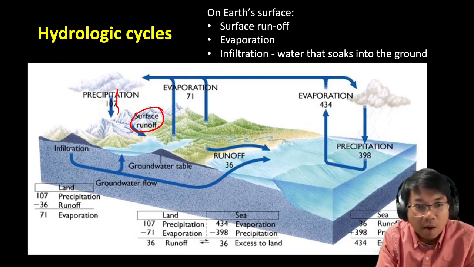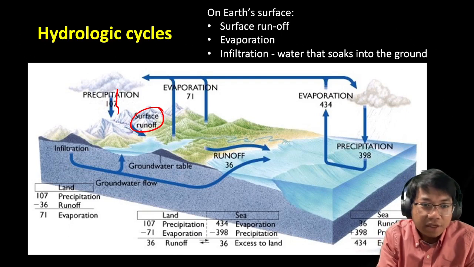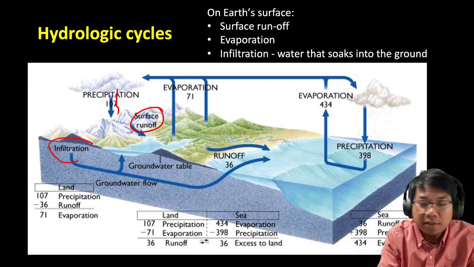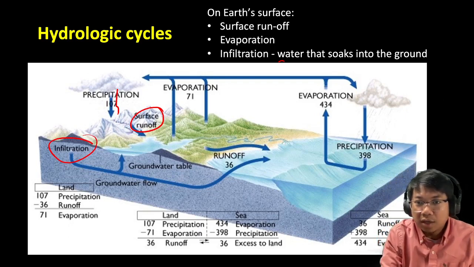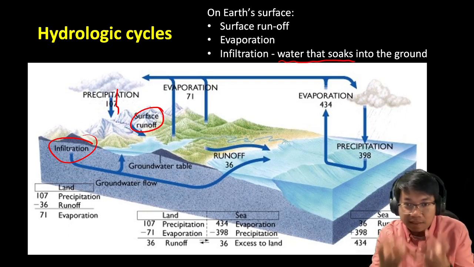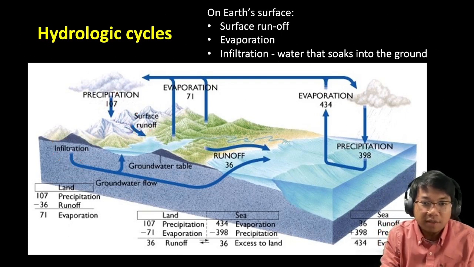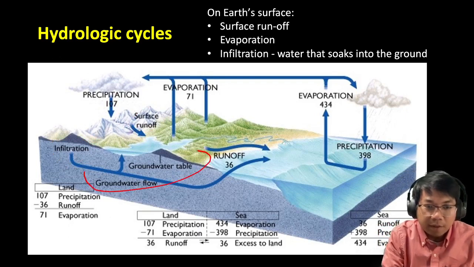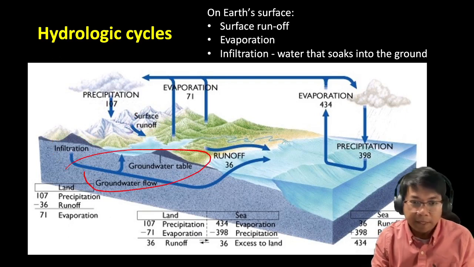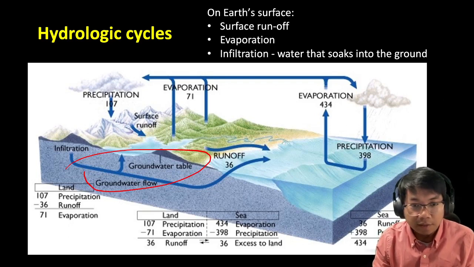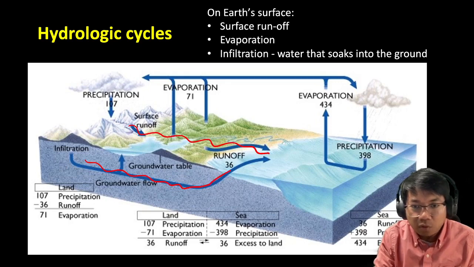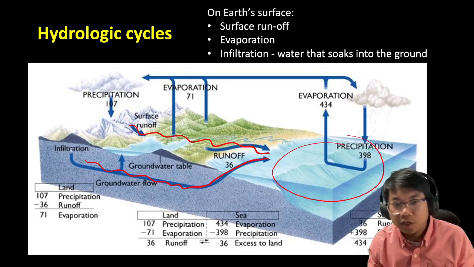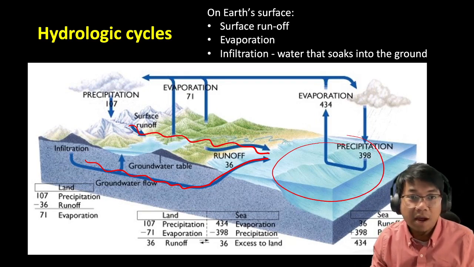Another option for that water that has touched the ground is that it can go into a further process which is called infiltration. This is the process where water soaks into the ground. It seeps into the ground and becomes part of the groundwater system. That is something that we are going to focus on more in this lecture, which is about the groundwater system. But one last thing that I want to mention here is that both the surface runoff and the groundwater flow will eventually end up back in the ocean, completing their hydrologic cycles.